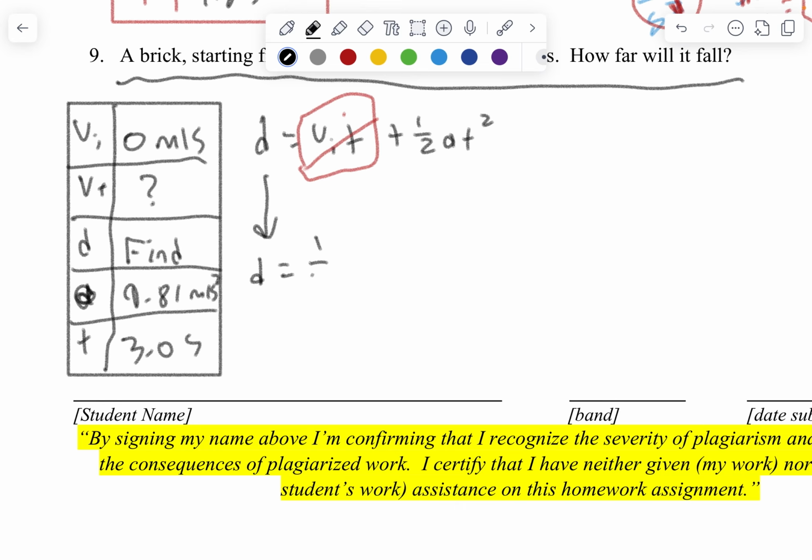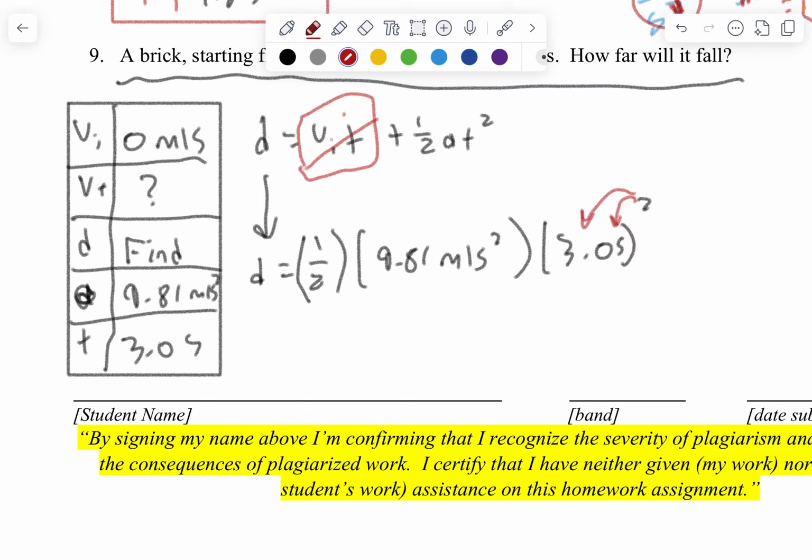So we have 1/2. What's acceleration? 9.81 meters per second squared. And then what's time? Time is 3 seconds. But then remember to square it. So with 3 seconds squared, remember this squared applies to the seconds and the 3. And so that becomes 9, because 3 squared is 9. 9 seconds squared. Okay, so let's multiply 1/2 by 9.81 times 9. That would be 44.2.